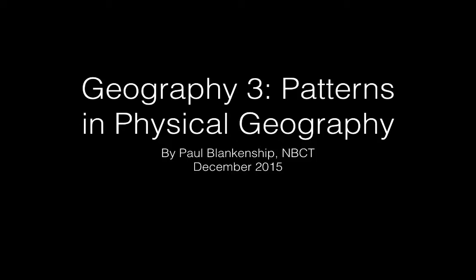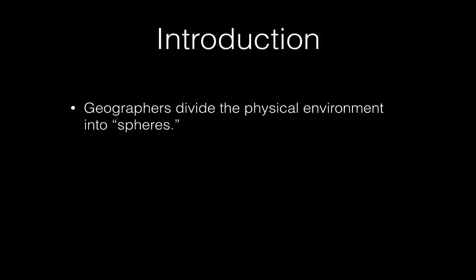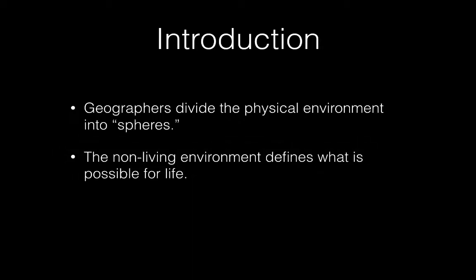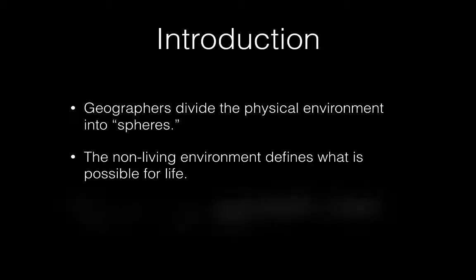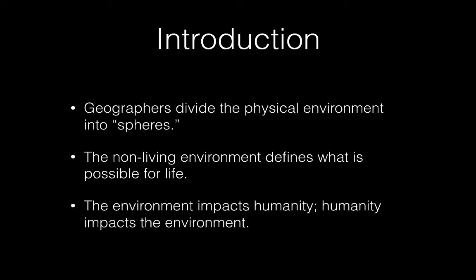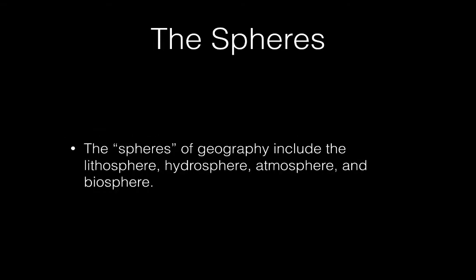Geography 3, Patterns in Physical Geography. Geographers divide the physical environment into spheres. The non-living environment defines what is possible for life. The environment impacts humanity, and humanity impacts the environment. The spheres. The spheres of geography include the lithosphere, hydrosphere, atmosphere, and biosphere.